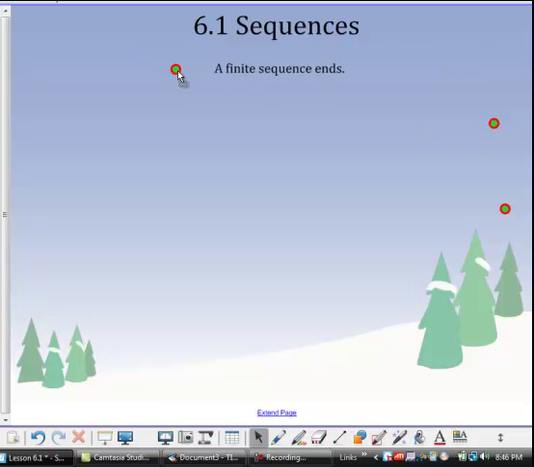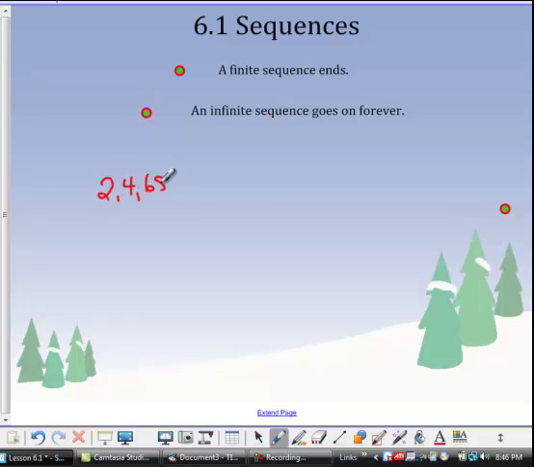There are two types of sequences, a finite and an infinite. Makes sense. A finite sequence ends and an infinite sequence goes on forever. So, 2, 4, 6, 8 is an example of a finite sequence. If I take that same sequence and then just put dot, dot, dot next to it, that's an infinite sequence because it goes on forever and ever.